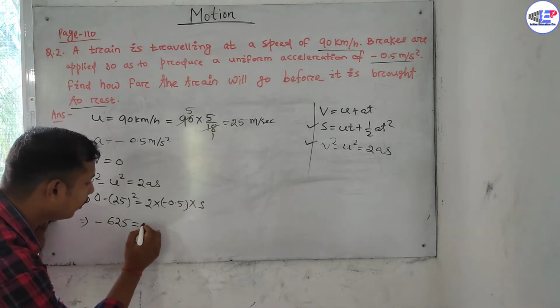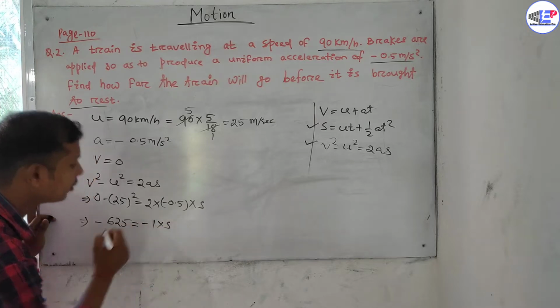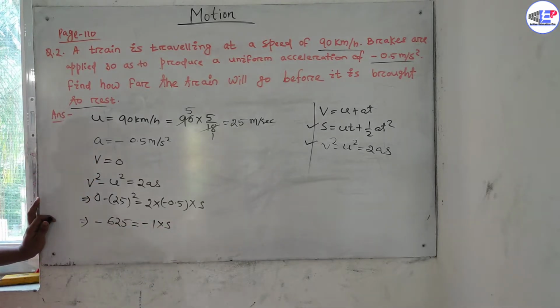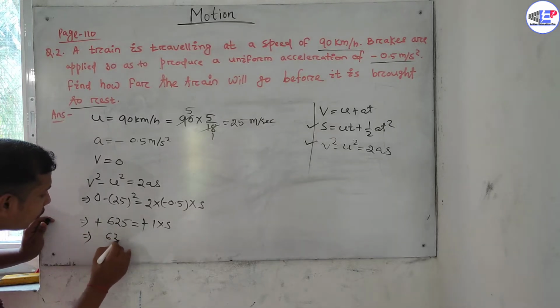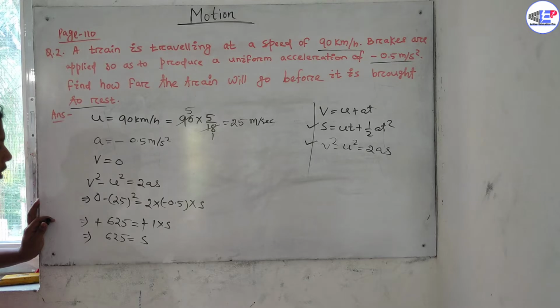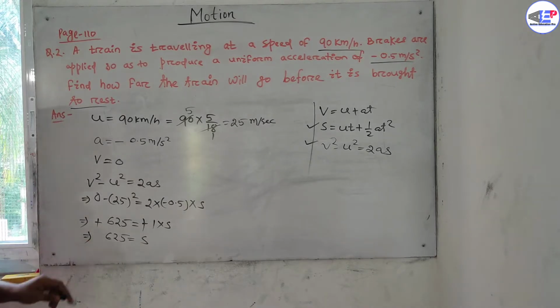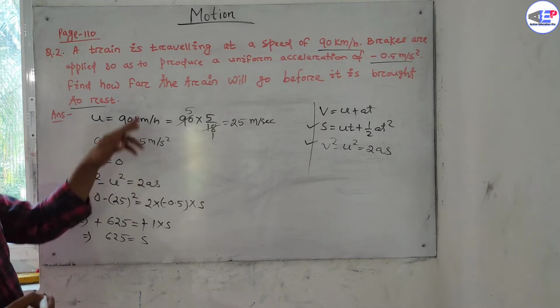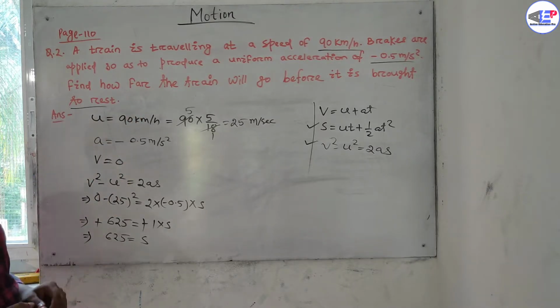Here minus 625 is equal to minus 1 into s. By cancelling the negative sign, it will give 625 is equal to s. So the distance s is 625 meter. So the train will travel 625 meter after the application of brakes.